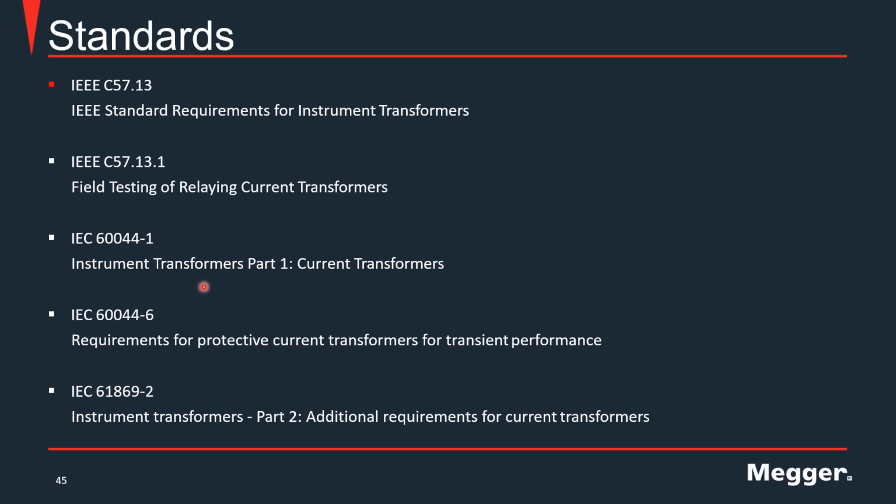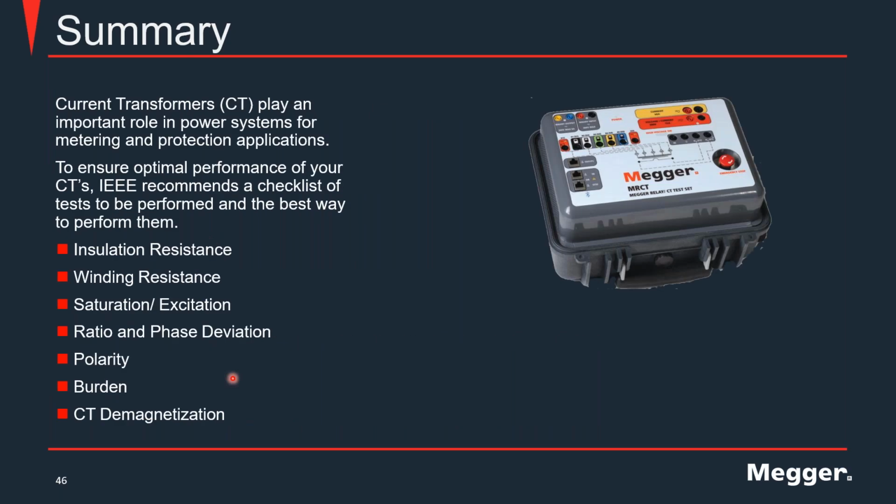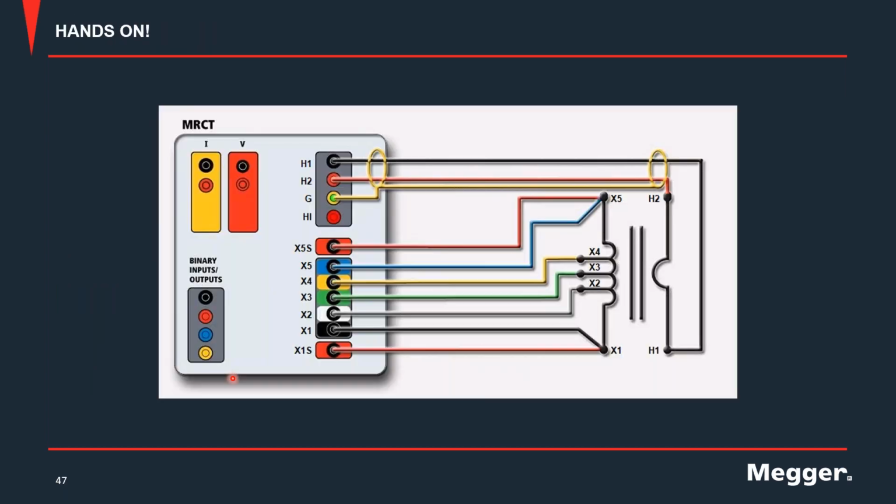Now, the standards that we have for current transformers are presented here. We have the C57.13 standard requirements. We have one for field testing of relaying current transformers, and then we have the IEC standards down here. As a summary, we have presented tests for current transformers: insulation resistance, winding resistance, saturation and excitation, ratio and polarity, burden, and CT demagnetization. And now my colleague, Mike, is going to do a hands-on test on a CT.